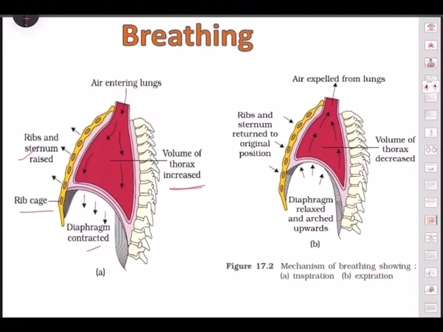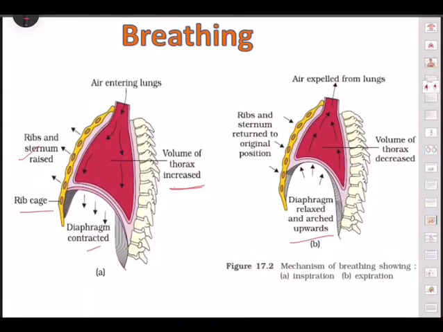The lungs have to be compressed. So if the lungs have to be compressed to expel forcibly the carbon dioxide and other gases, the bones of the chest cavity, ribs and sternum, have to get compressed or come back to the original position. When they try to come back to the original position, the diaphragm is relaxed and arched upwards. There it is inward, here it is upward. As a result, there is a compression on the lungs. Lungs will expel the breath.